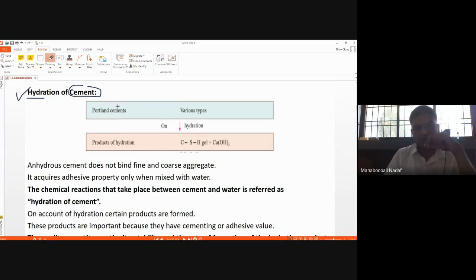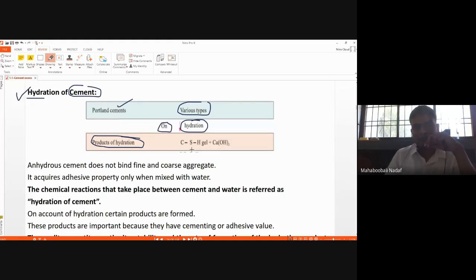So Portland cement, various types are there. What you are adding is water, and that reaction itself we call hydration. After adding water, that means after hydration, what products will you get? These are called products of hydration. After adding water, you will get some products, so those are called products of hydration. In the products of hydration, there are two major compounds.